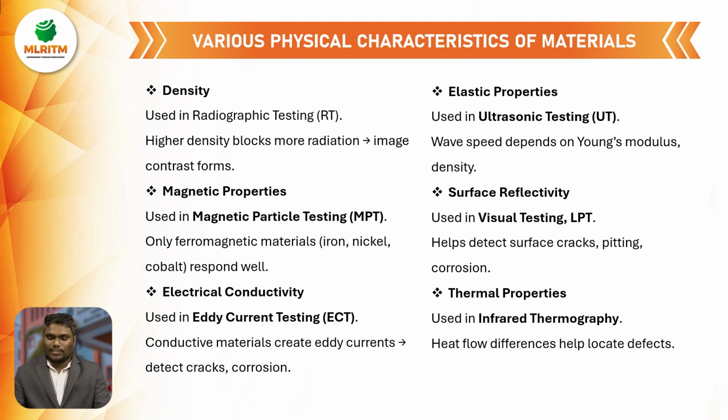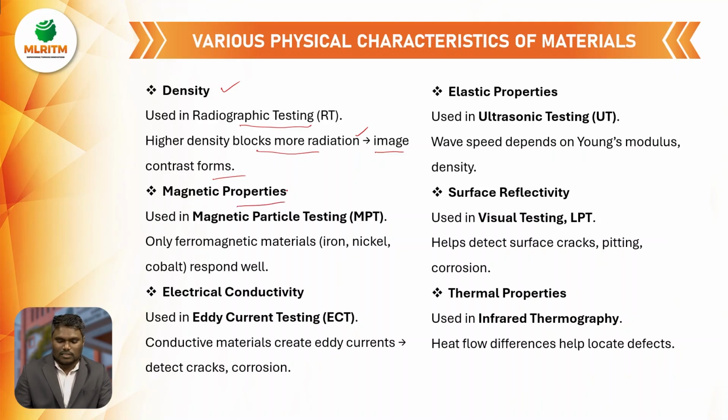And here are the different properties. Next, we will discuss the various physical characteristics of the materials. The first property is density. This property is mainly utilized in radiographic testing, and a higher density blocks more radiation. If the radiation is blocked, image contrast is formed, so where there is a higher density, it can easily block more radiation, and the contrast will be formed, so that due to the higher contrast, whatever defect is there can be easily detected.